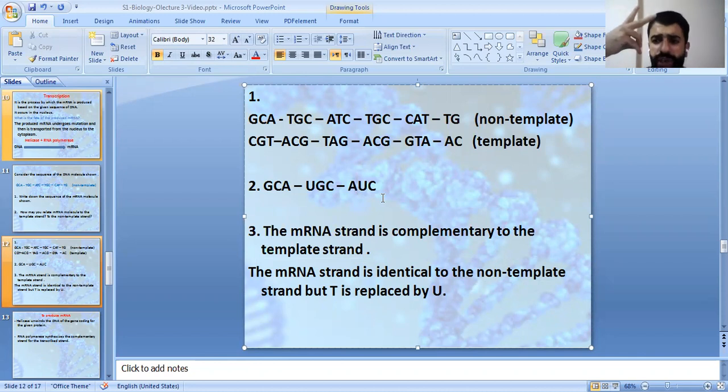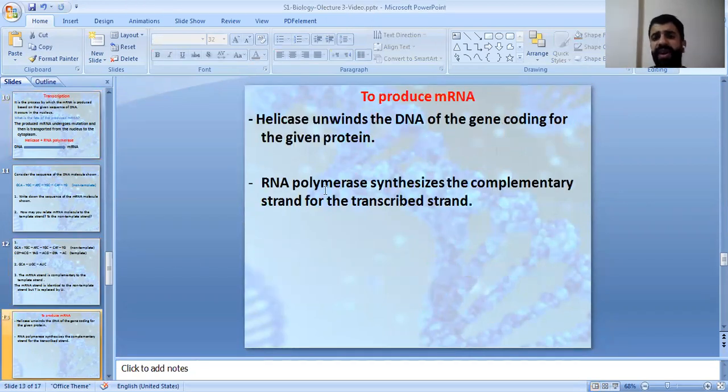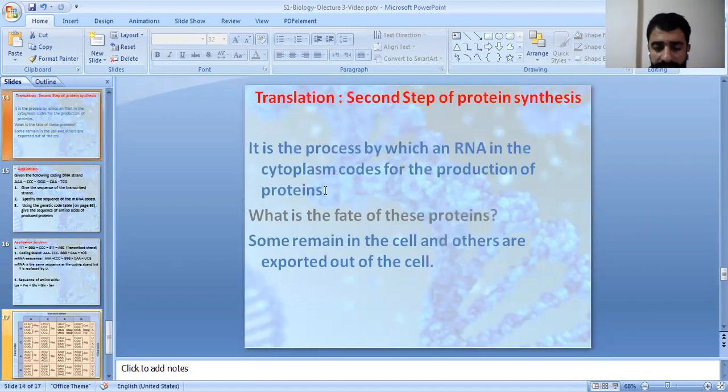You can solve it using two ways. First way, using the non-template, which is the non-transcribed, and it's the coding. Same sequence, instead of T is replaced by U. Or you can use the template, which is the transcribed, which is the non-coding, but you have to make it complementary, and you have to replace the T in the mRNA by U. So this is the function of the enzymes helicase, which unwinds the DNA. As I said, RNA polymerase synthesizes the complementary strand.